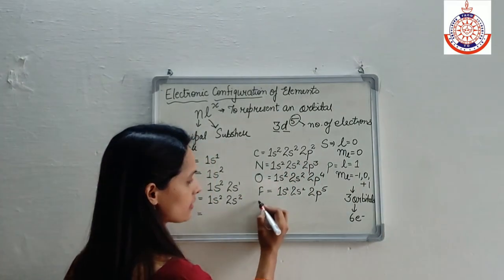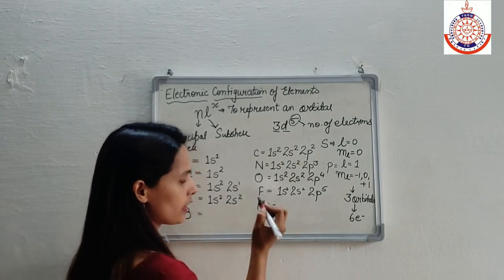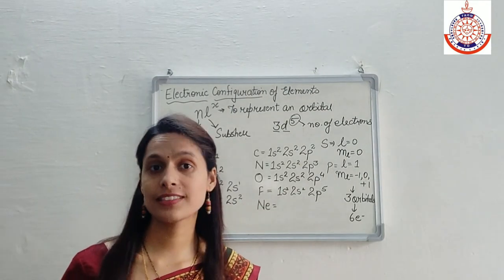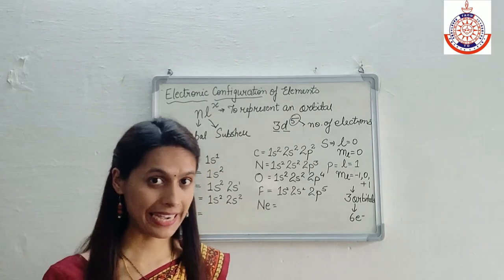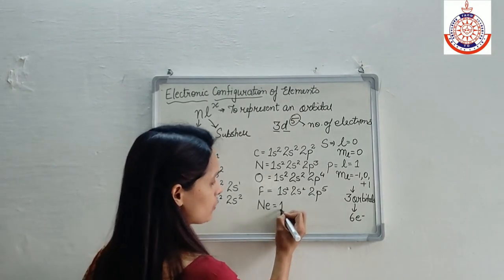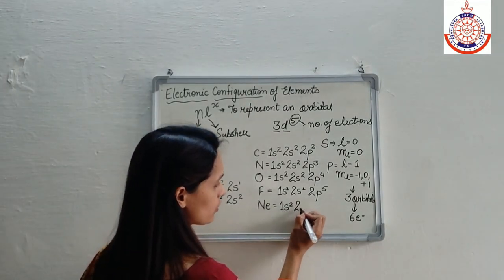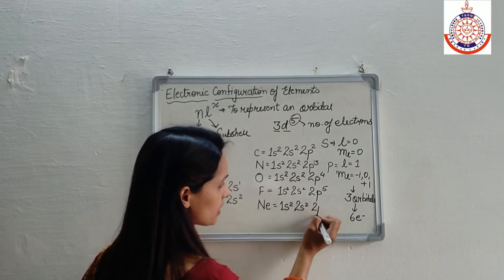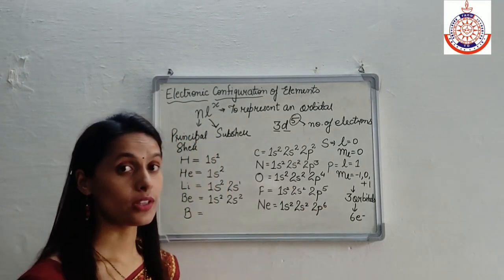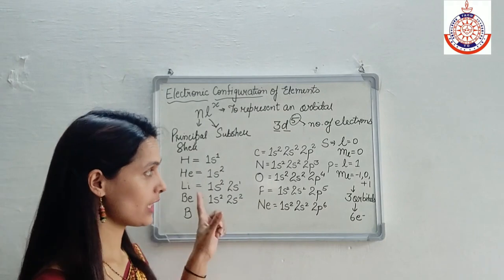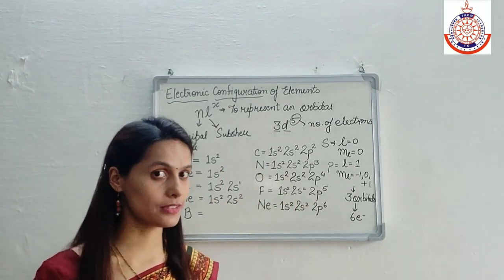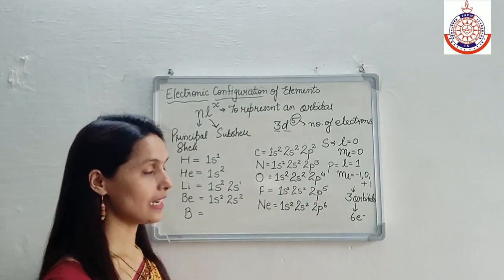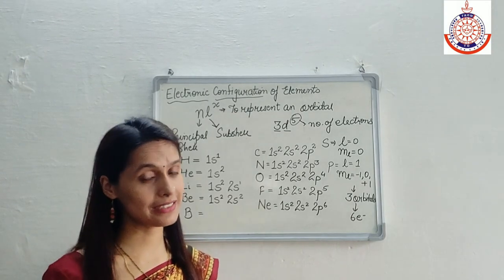So next is neon. The atomic number of neon is 10, so the electrons are also 10. 1s2, 2s2, 2p6. So this is the electronic configuration of the first 10 elements. Now we'll write the electronic configuration of the next 10 elements.